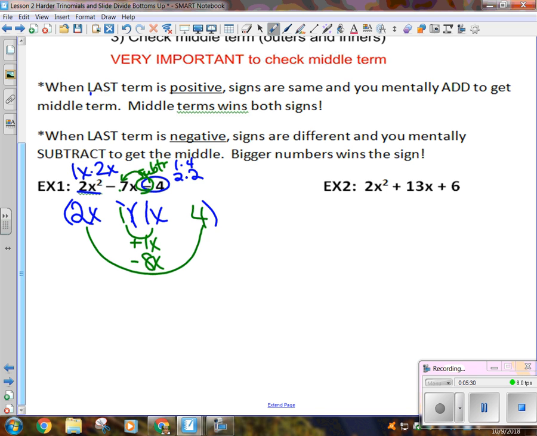You're going to have to trace back. I did not get 8 just from this number. I got 8 from the 2 times the 4, didn't I? 2 is already positive, so 4 needs to be what? Negative. Tracing back from the 1, that's 1x times positive 1. So now I should have my answer correct.